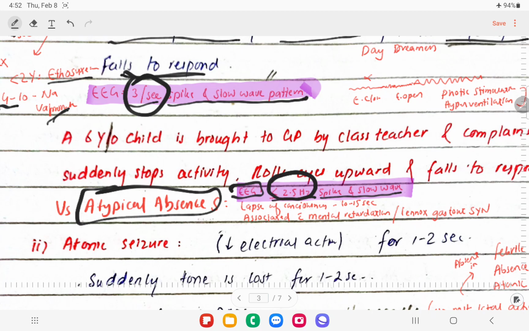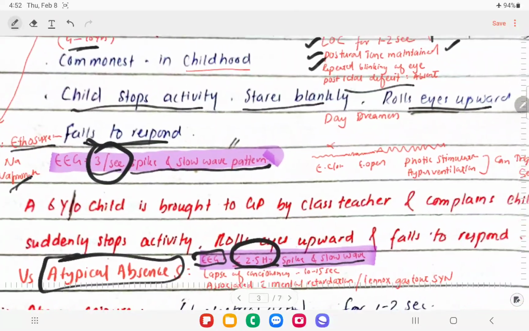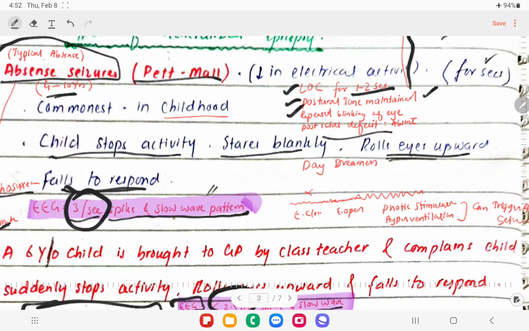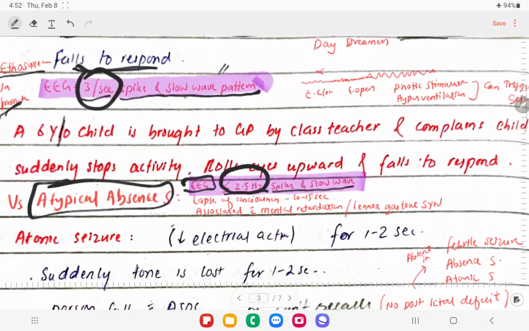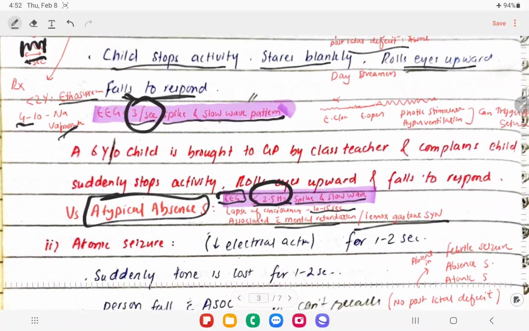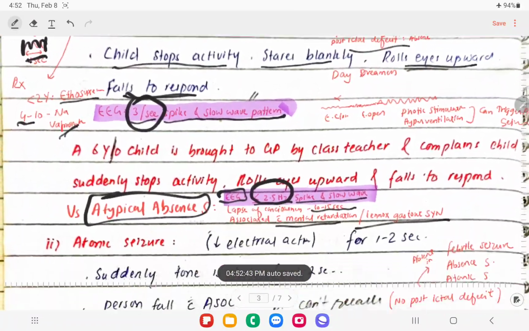In the typical type, the attack is for 1 to 2 seconds, but in the atypical type, the attack is for 10 to 15 seconds. Atypical is also associated with mental retardation, related with a syndrome called Lennox-Gastaut syndrome. So that's all about typical and atypical types of absence seizures.